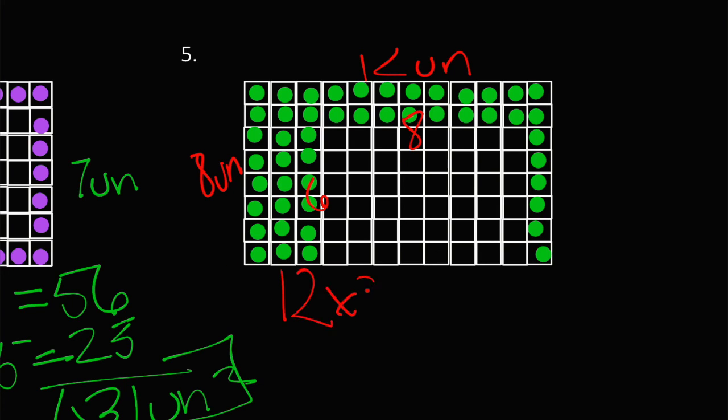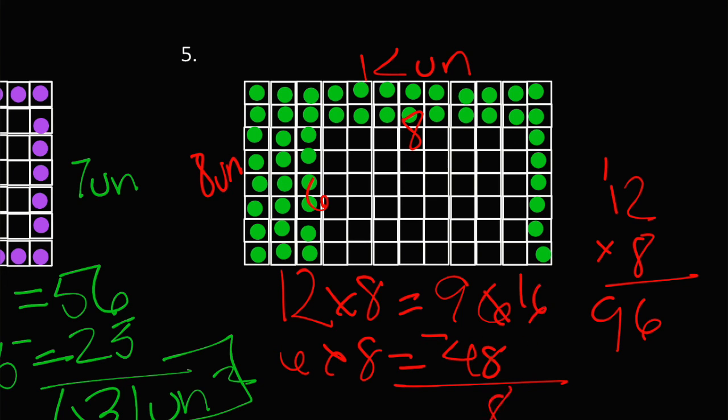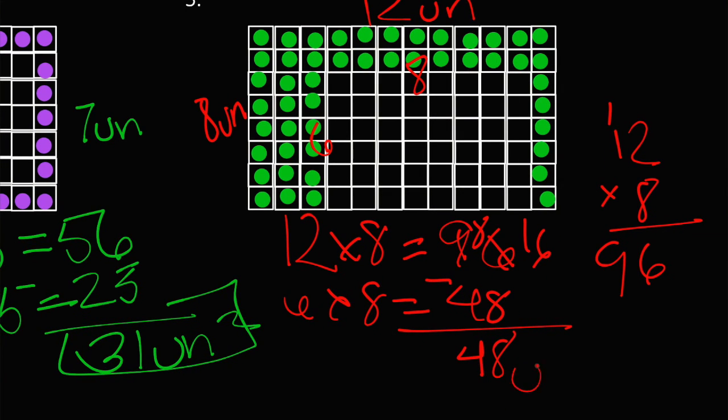12 times 8 is going to be 96. You can always do it out and make sure. I know this table by heart, so I know that this is going to be 96. But if you don't, you're welcome to do it like that. Then 6 times 8 is going to be 48. So we're going to do 96 minus 48. That's going to be 48. So we know that the total area again is going to be 48 units squared.